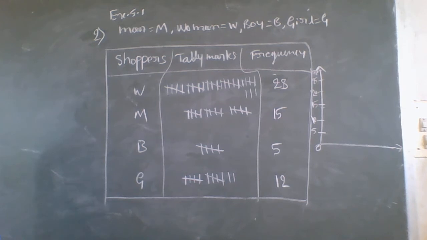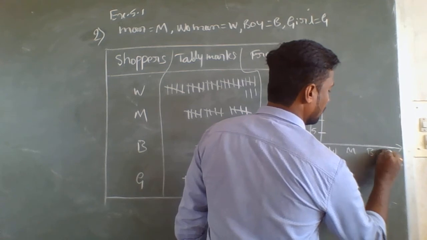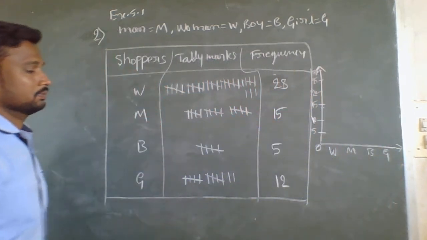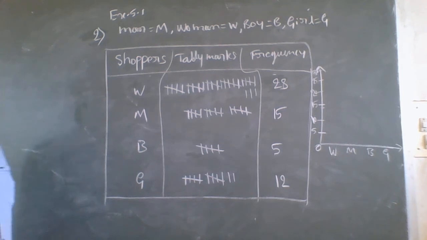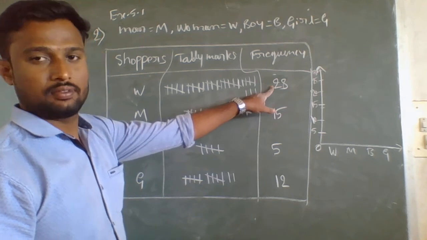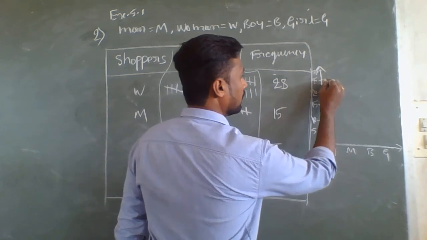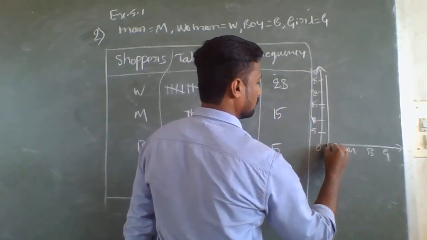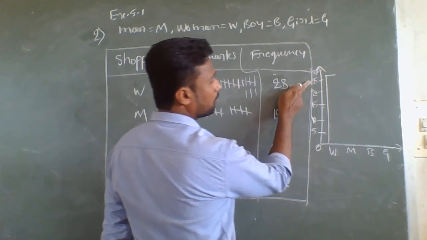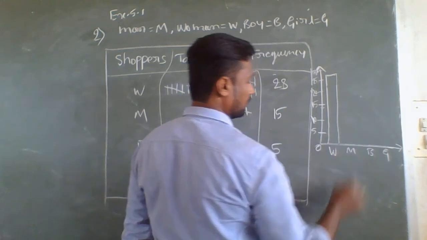And here, what are the entries they made? W, M, B, G. Here I will write W, M, B, G. W means woman, and how much is the frequency? 28, the number of entries. Therefore, I will represent 28 in this graph. 28 is between 25 and 30. So this is 28.